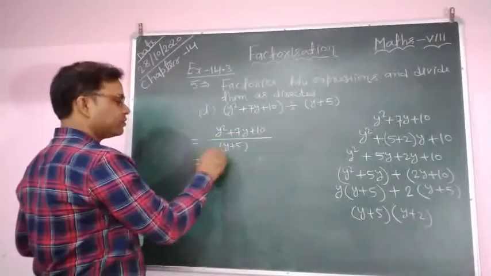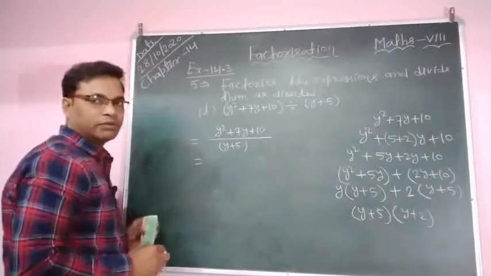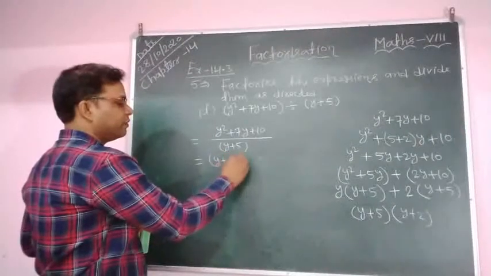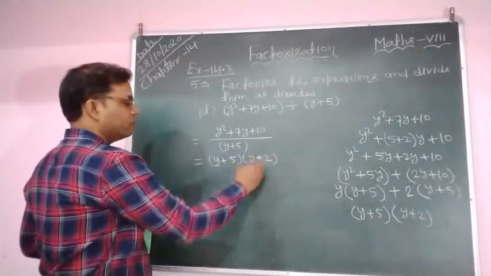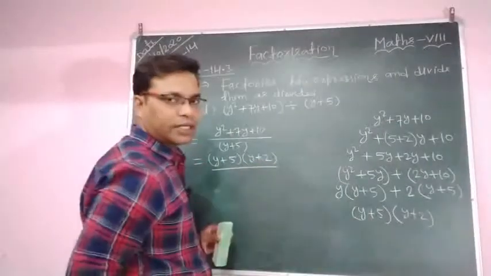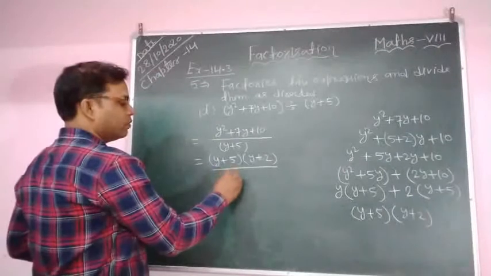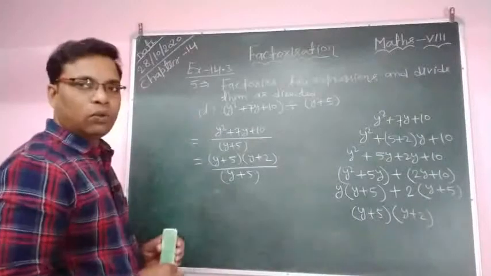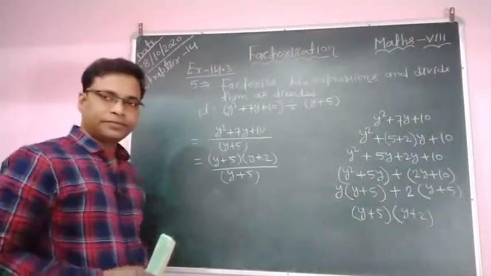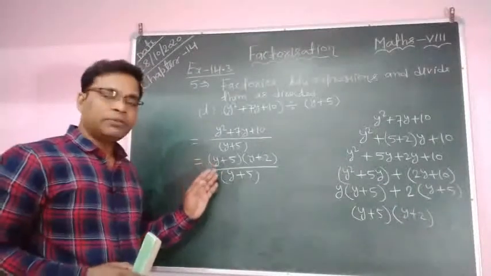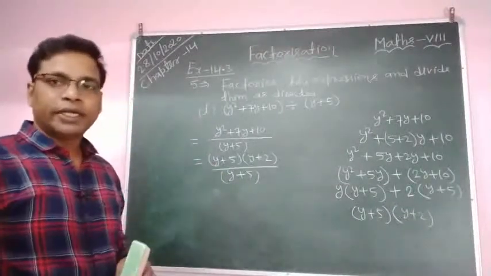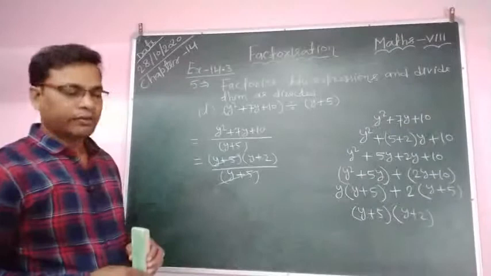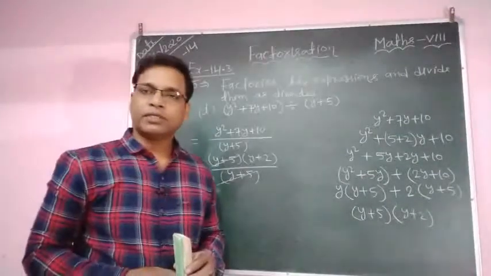Okay. So first we can write it like this: y square plus 7y plus 10 divided by y plus 5, and we find its factors: y square plus 7y plus 10. This is equal to y plus 5 into y plus 2, divided by y plus 5. Here you notice that y plus 5 is common between the numerator and the denominator. So you can cancel it. If you cancel y plus 5, y plus 5, you get 1.